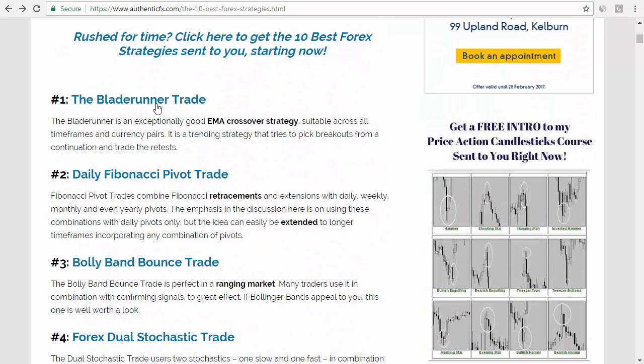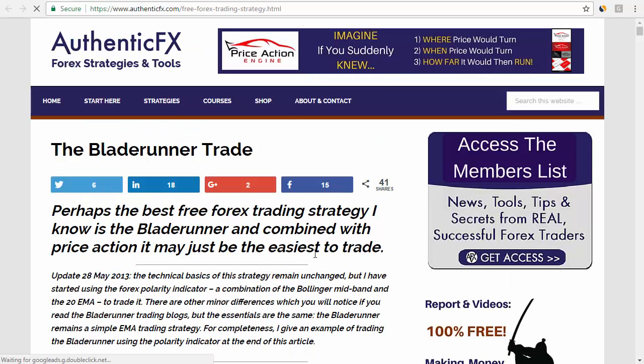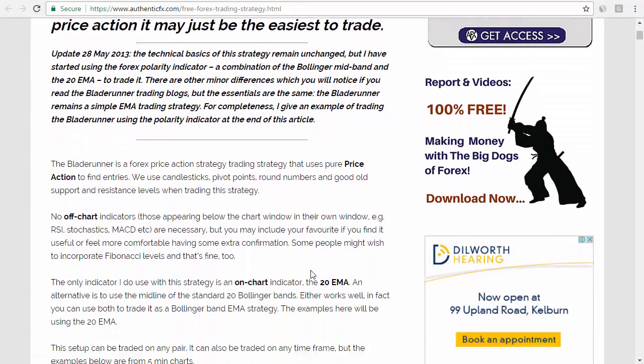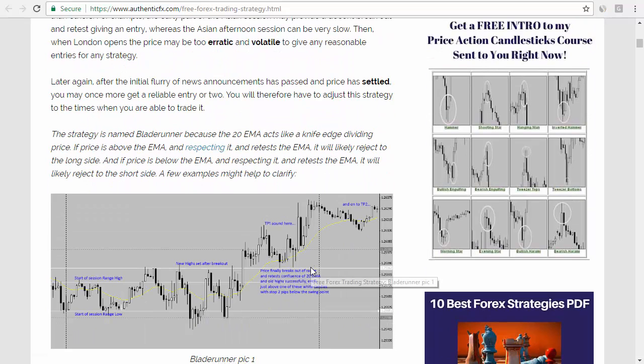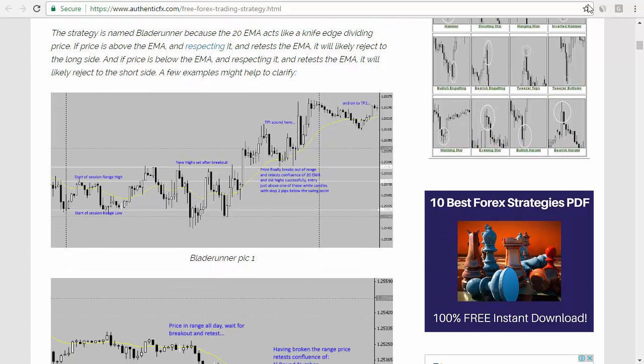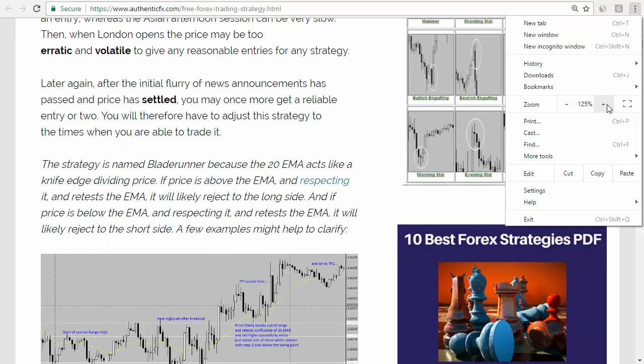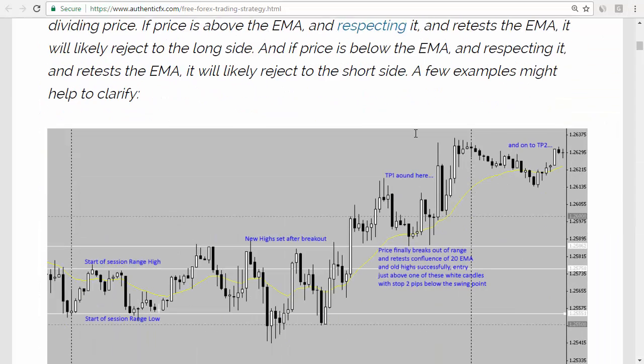The first one is called the Bladerunner trade. If we were going to use this as our strategy, what is this all about? Unfortunately, on this particular site, they don't really explain them in a nice logical way that makes it easy to read.